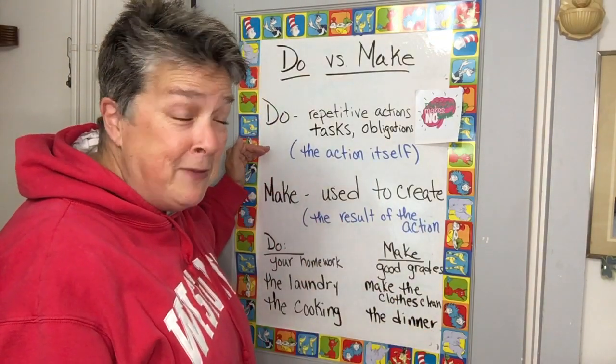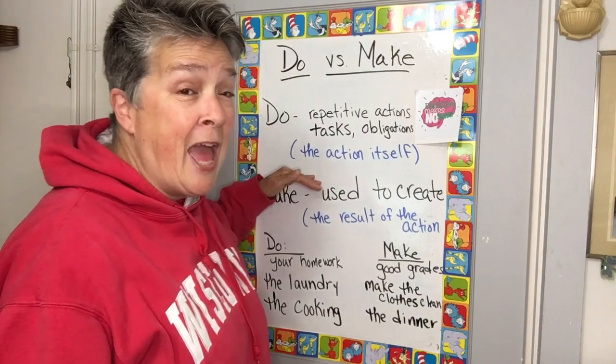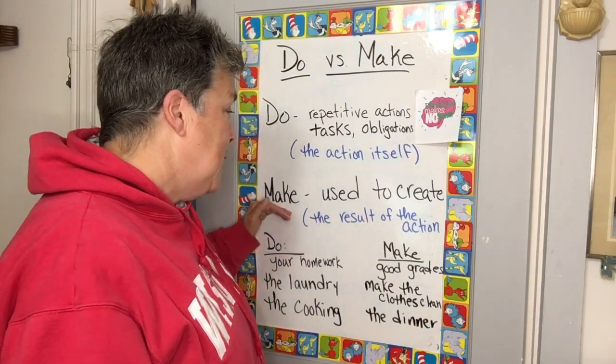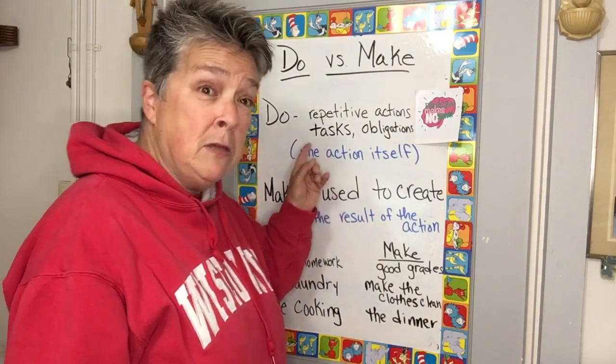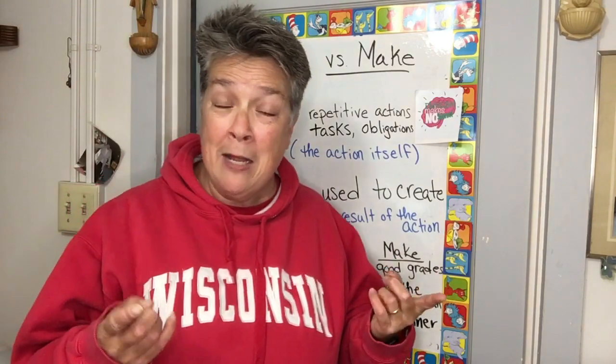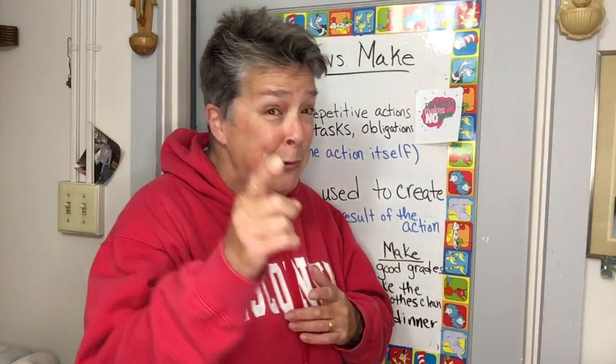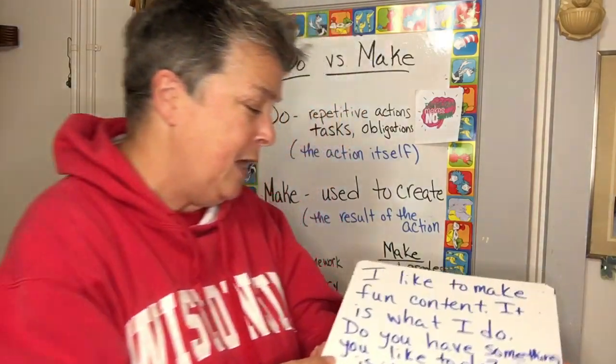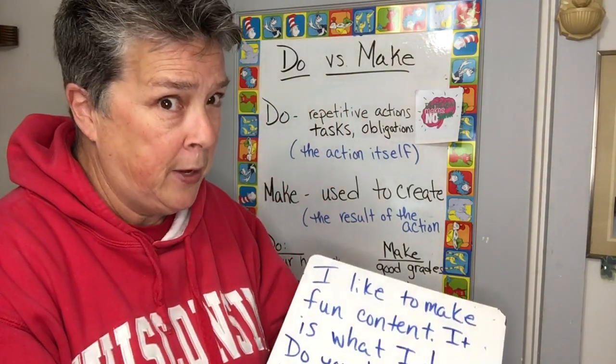Now, let's review. Do is for repetitive tasks, obligations, the action itself. Make is used to create the result of the action. Again, do your homework, make good grades. Got it? Now, you can read and understand these sentences, I hope.